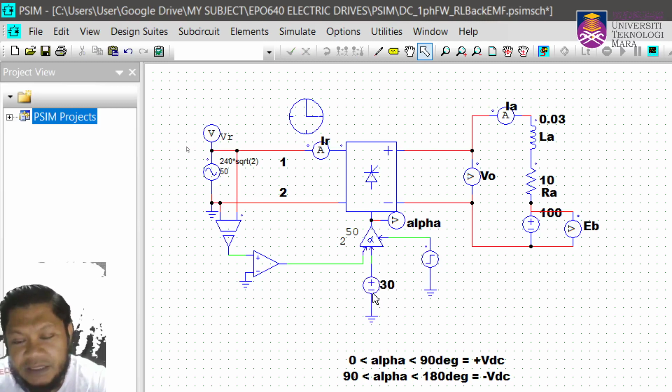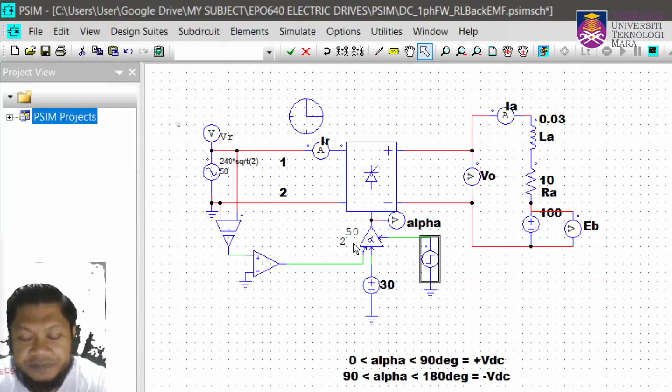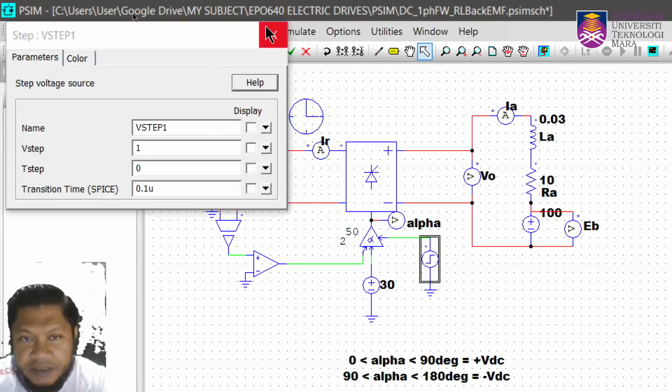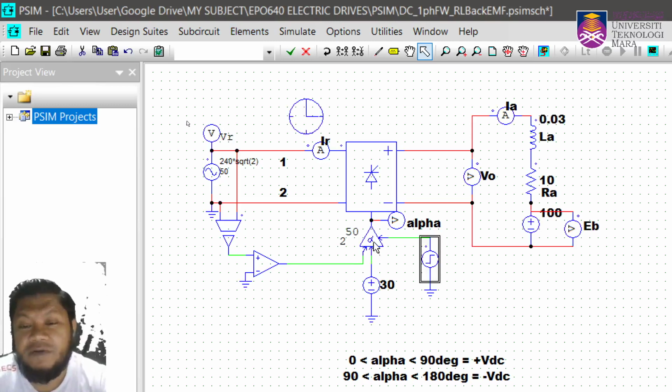So it is defined by this DC voltage supply, right? If you put in 30, which means 30 volts, that equals 30 degrees. And you also need to put in this pulse, the V step, right? Just look for the V step, and then we have 1 0, just maintain this value, right? 1 0 0.1 micro. So it will actually trigger, or turn on, the alpha. So just put this V step here to activate the alpha controller.